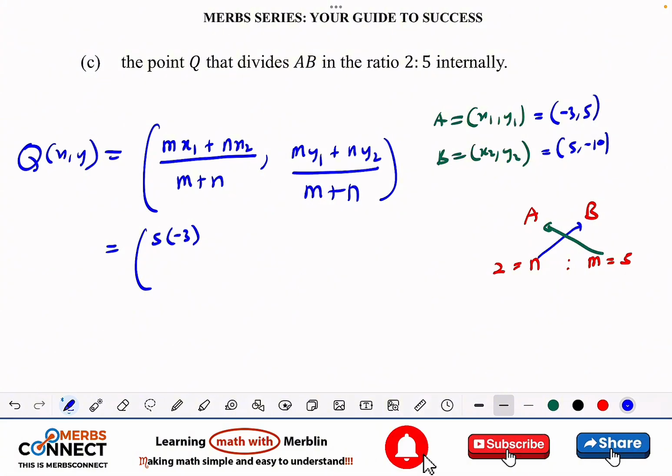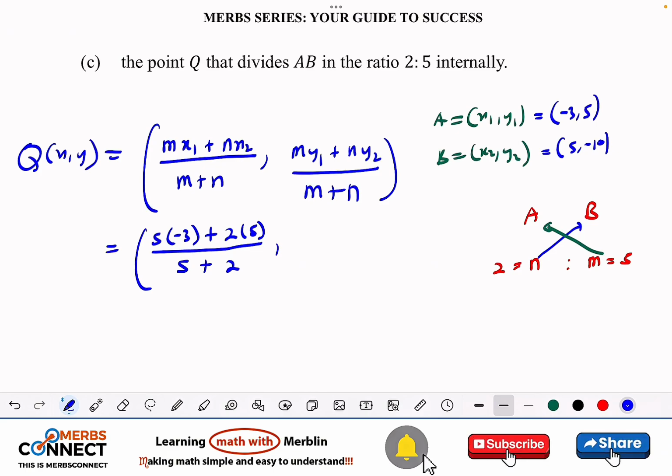I feel like I have interchanged my formula. Is that right? No, I'm not sure that is right. So let's continue. So m plus n is 2, so 2 times what is x2? x2 is 5. Okay, let's go. Then we divide it by m plus n. So m is 5 and n is 2.